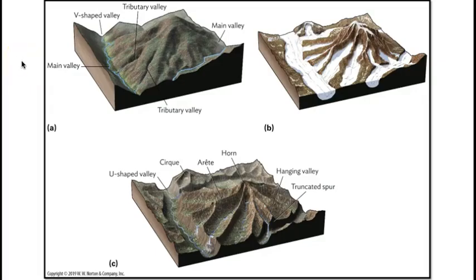To summarize: A, before mountain glaciation, the area has a normal stream-dominated topography. B, the extent of the glaciers during mountain glaciation. And C, the area's erosional features after mountain glaciation.